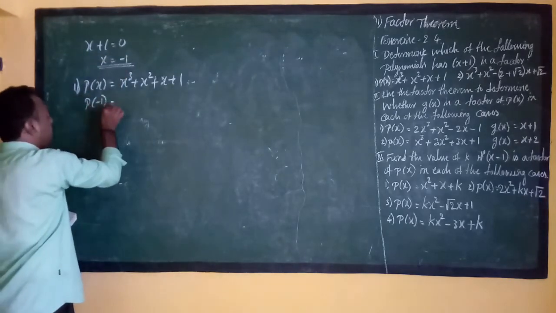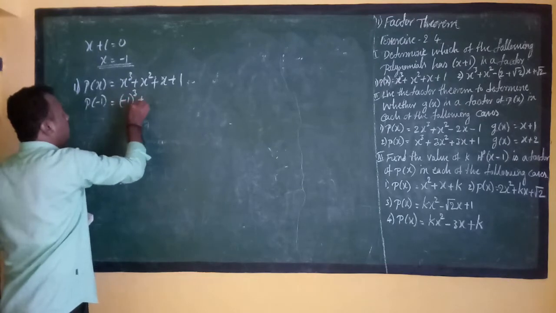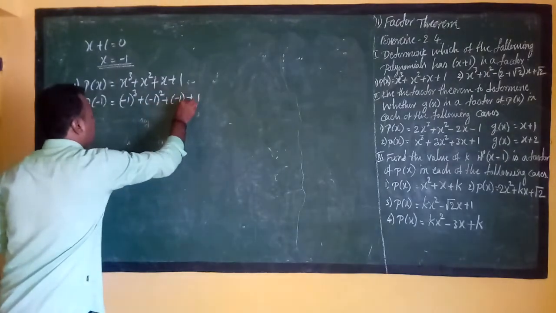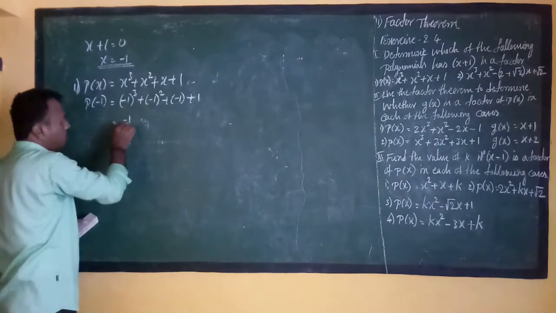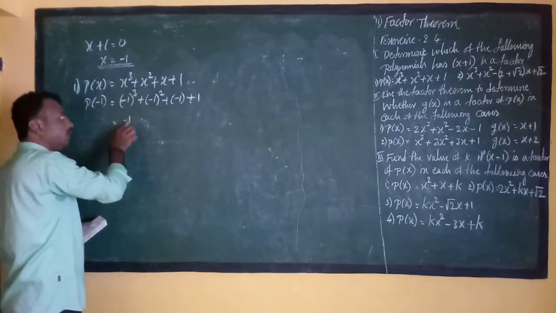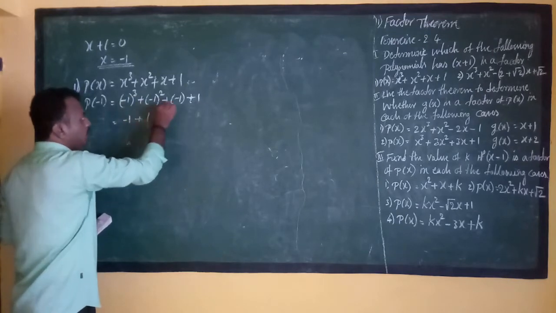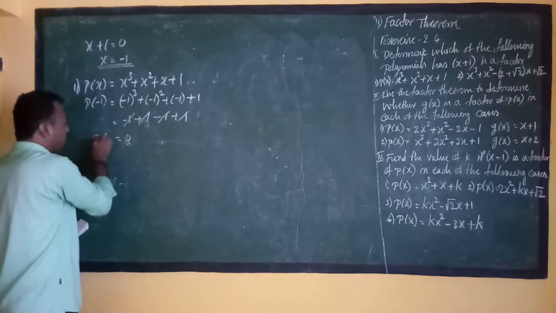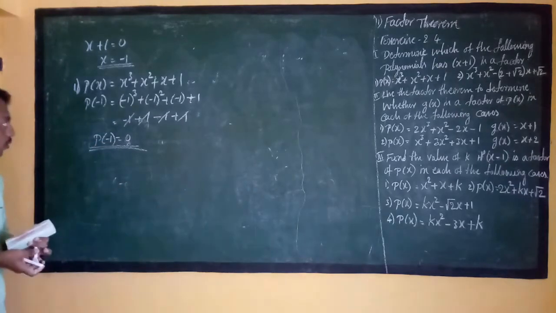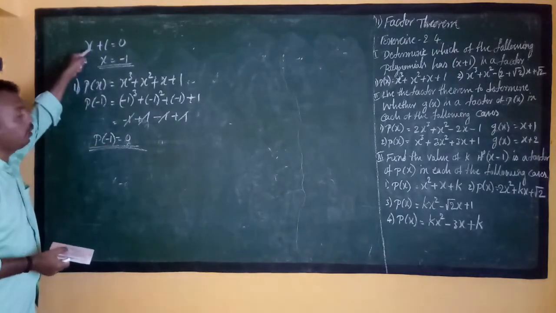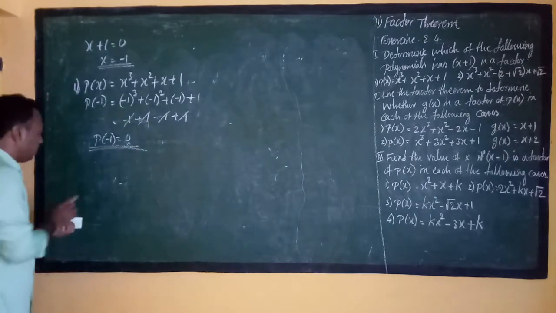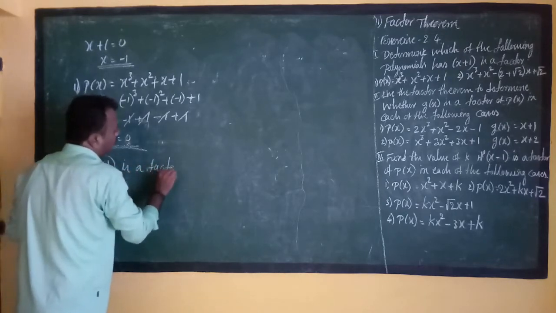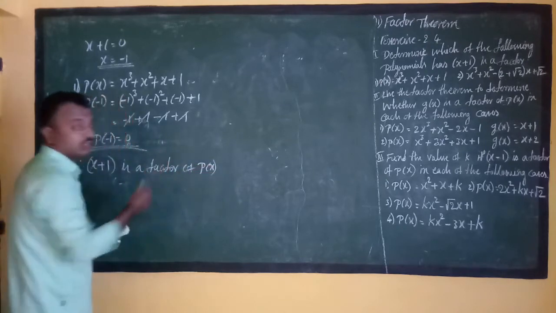P of minus 1 is equal to minus 1 whole cube plus x square means minus 1 whole square plus minus 1 plus 1. Yes students, minus 1 whole cube means minus 1, because here negative, here odd number, so it stays negative. Minus 1 whole square means plus 1, plus into minus 1 plus 1. So here minus 1 plus 1, minus 1 plus 1, it becomes 0. Therefore, p of minus 1 becomes 0. When p of minus 1 becomes 0, therefore x plus 1 is a factor of p of x. Understand, students?